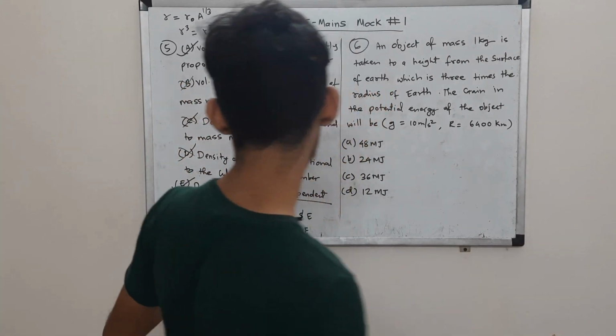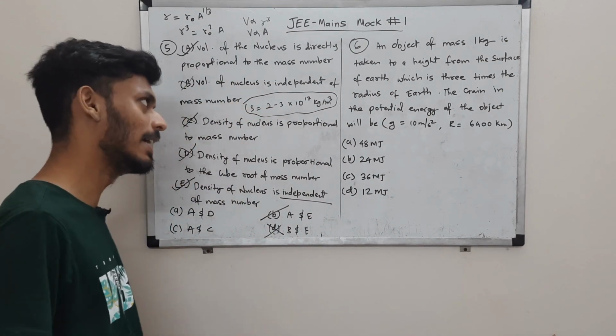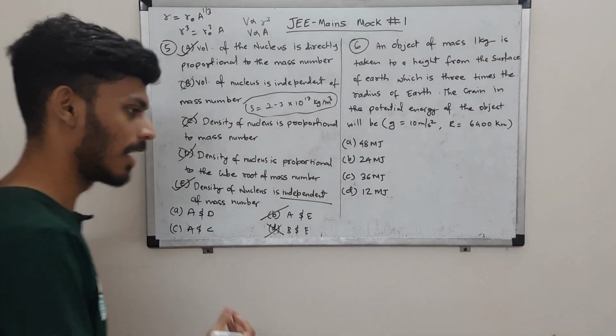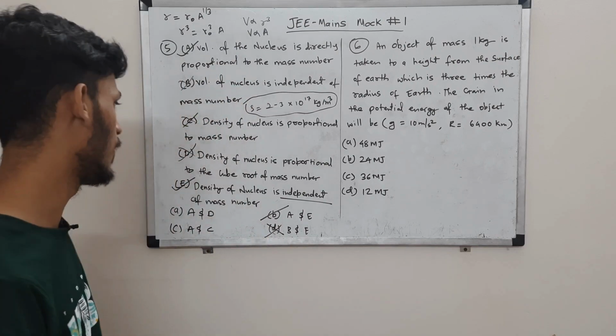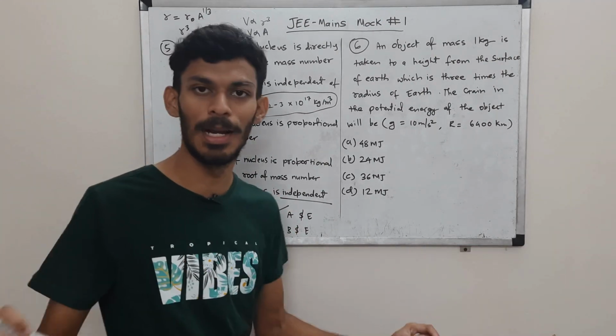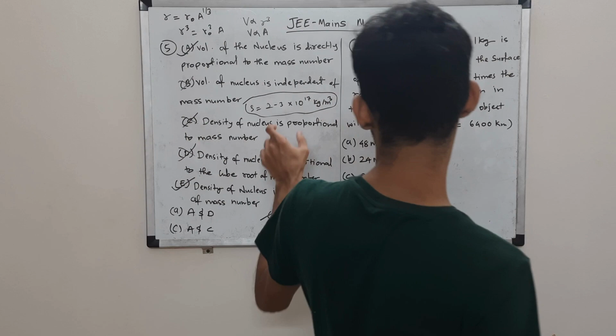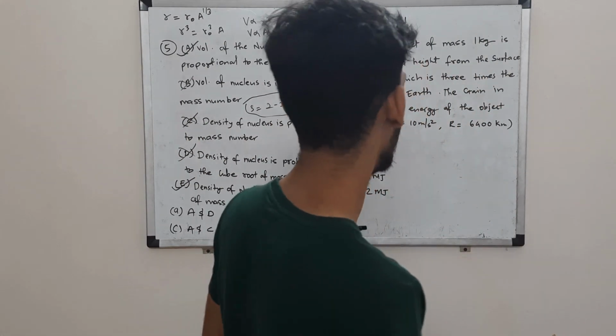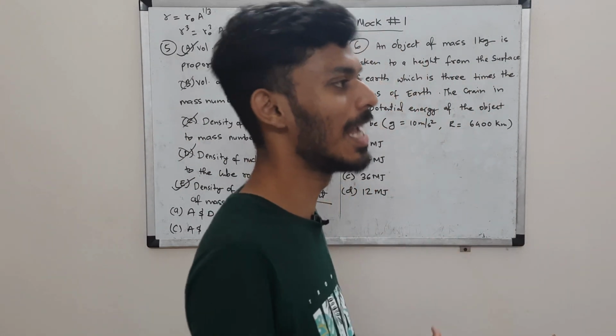Of course there is a proof for this, a small proof, you might find it in a reference book, but I'll recommend that you remember this as a fact, that density of a nucleus is independent of the mass number. It does not depend. It's a fixed value for every nuclei that is there.